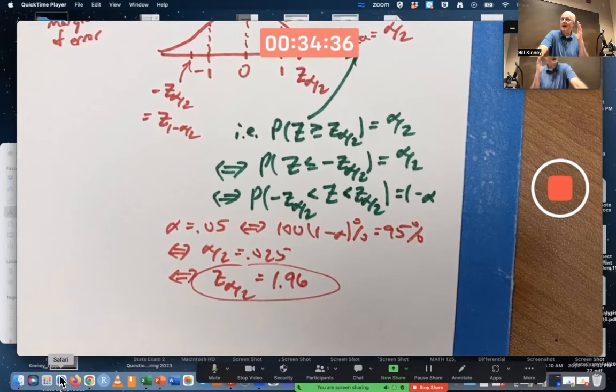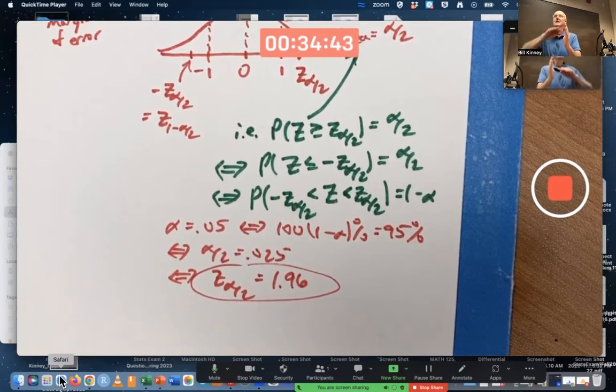Why 0.975? Because if the area between negative z sub alpha over 2 and positive z sub alpha over 2 is 0.95, then the area to the left of z sub alpha over 2 would be 0.975. So to find it in the table, you'd have to look for 0.975. That is worth you doing after class today.